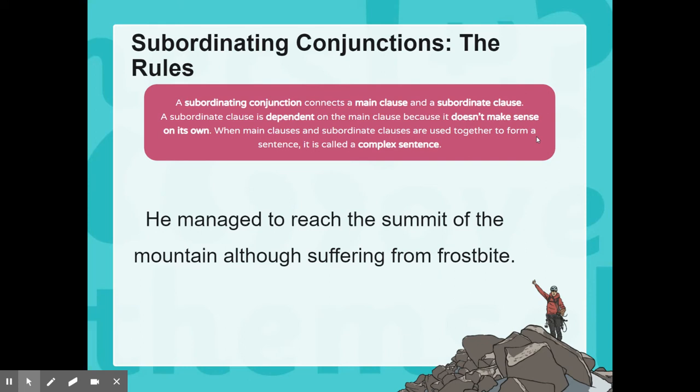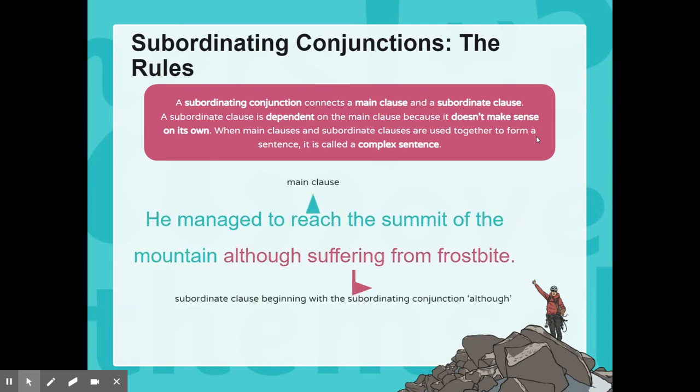Hello and welcome back. You should have paused the video and had a go at finishing those sentences using coordinating conjunctions. We're now going to move on to subordinating conjunctions and the rules. A subordinating conjunction connects the main clause and the subordinate clause. A subordinate clause is dependent, so it relies on the main clause because it doesn't make sense on its own. When the main clause and subordinate clause are used together to form a sentence, it's called a complex sentence. For example, he managed to reach the summit of the mountain, although he was suffering from frostbite.